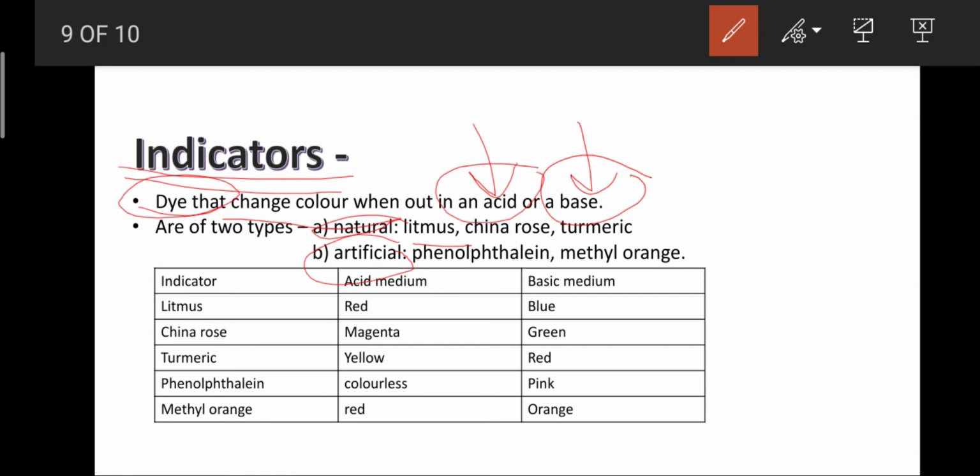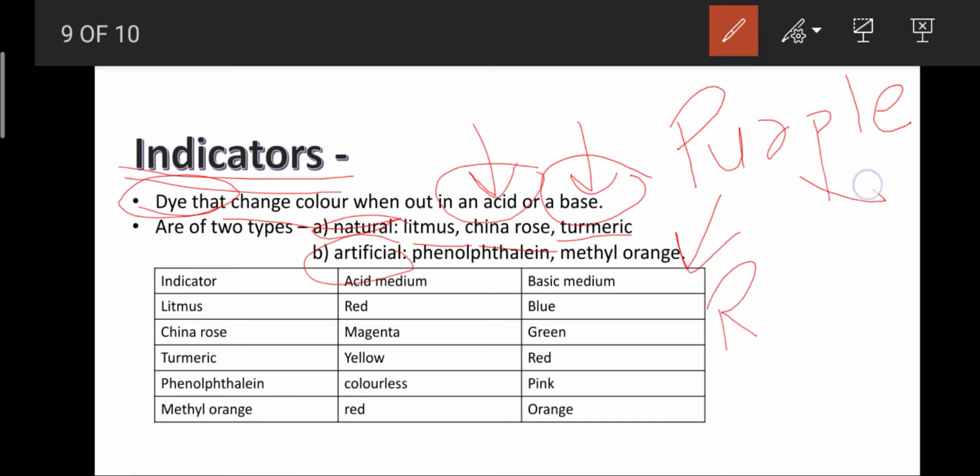Natural indicators are litmus paper, China rose and turmeric. Now let us talk about these. Litmus paper is a purple color indicator. And what is purple color made up of? Red and blue. So does litmus. When litmus is in acidic medium, it shows red color, and when it is in basic medium, it shows blue color, and it is obtained from lichens.